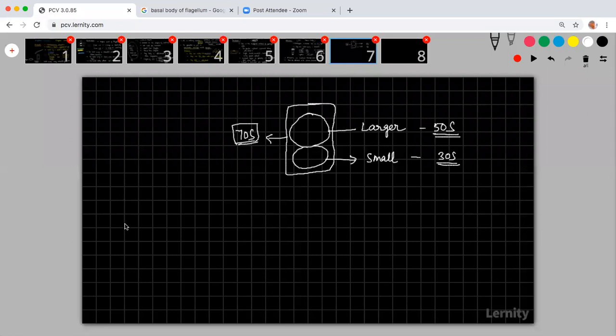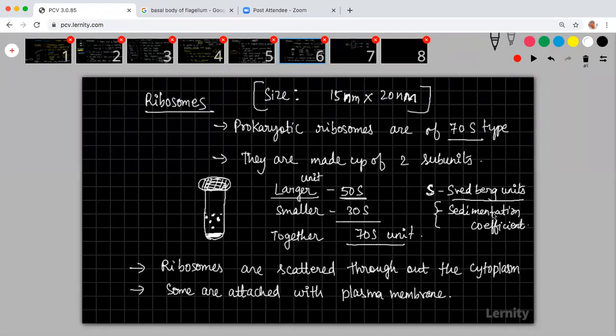Is the Svedberg unit the speed? No, it is not the speed. It is a coefficient called the sedimentation coefficient. It is the rate at which something sediments.